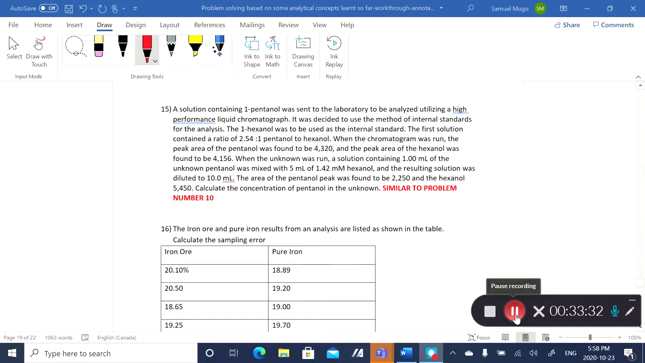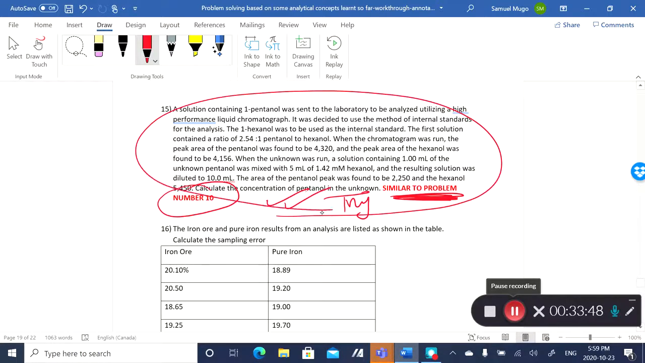So question number 15, I think I've beaten that to death. Just check, because I solved a similar problem already. Number 10 is exactly the same. So try that, compared to what I did in problem number 10.